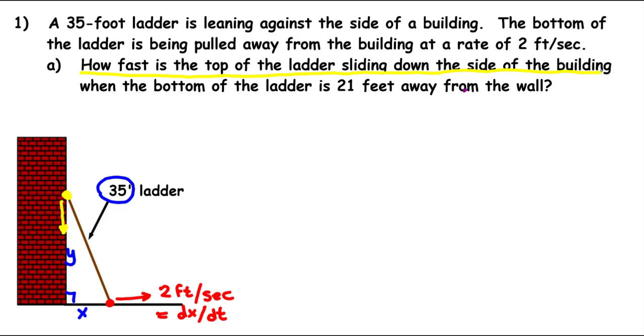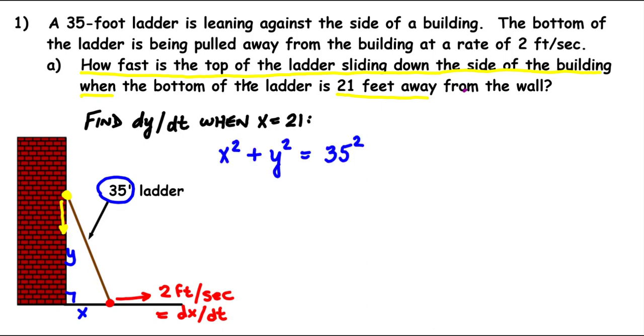So really, our goal statement needs to be find dy dt when the bottom of the ladder is 21 feet away, when X is 21. All right, let me write that down. Okay, goal statement made. We have the picture with the parts labeled. So those are our first 2 steps. The next step is to write an equation, usually from geometry. And obviously here we're going to use Pythagorean theorem. A squared plus b squared equals c squared, or in this case, x squared plus y squared equals 35 squared.